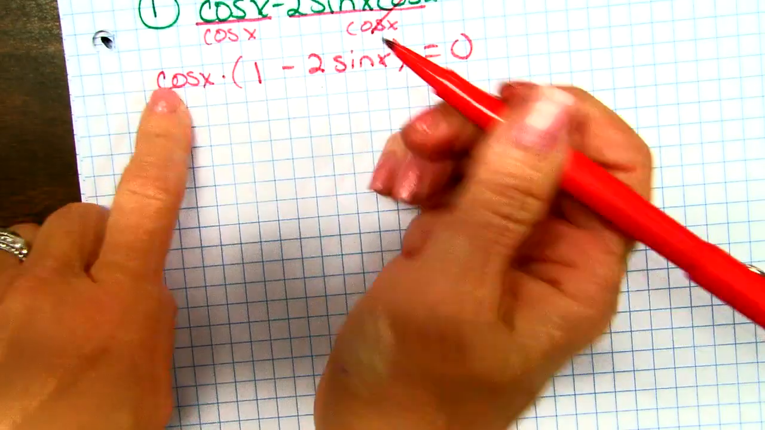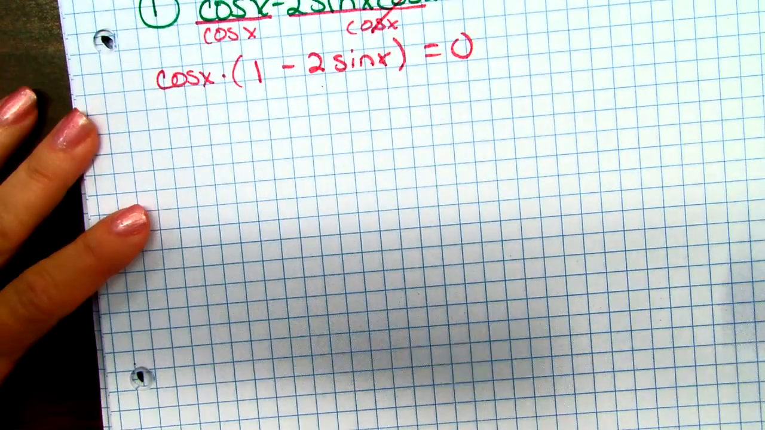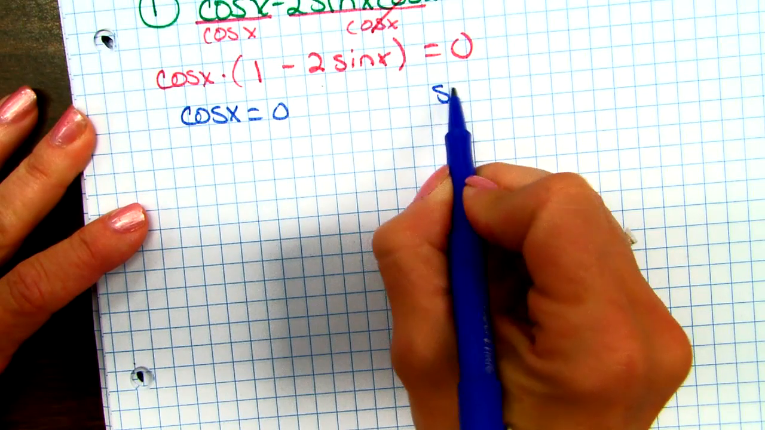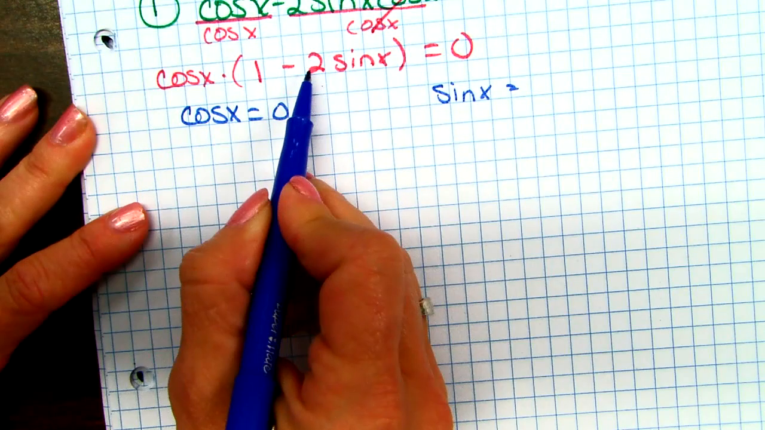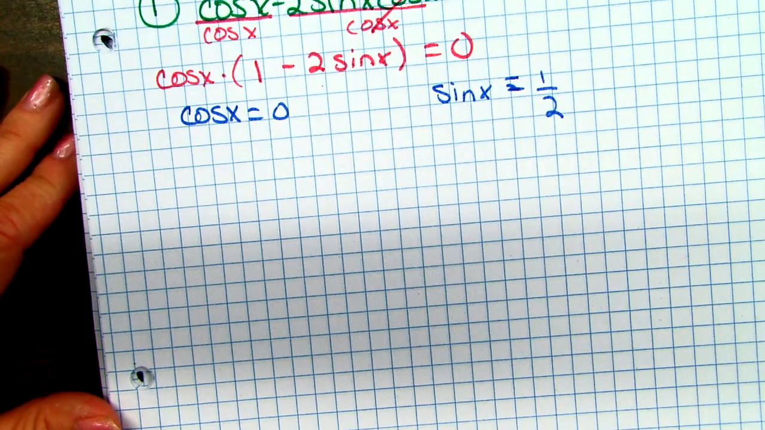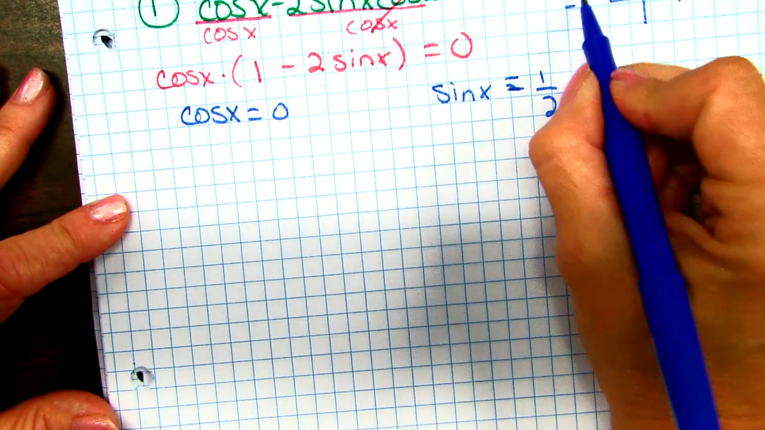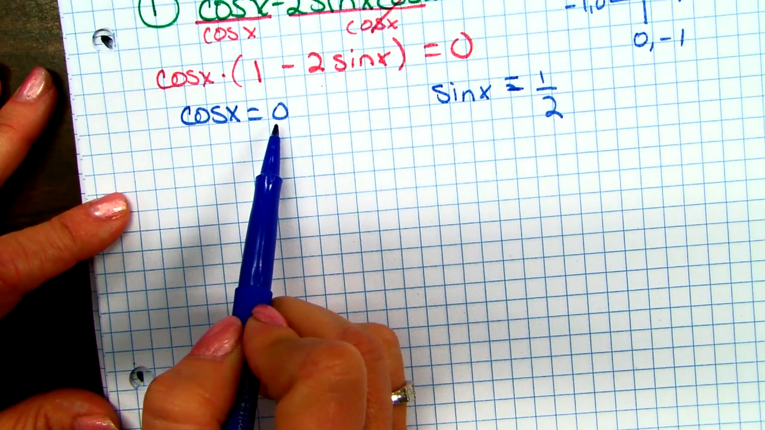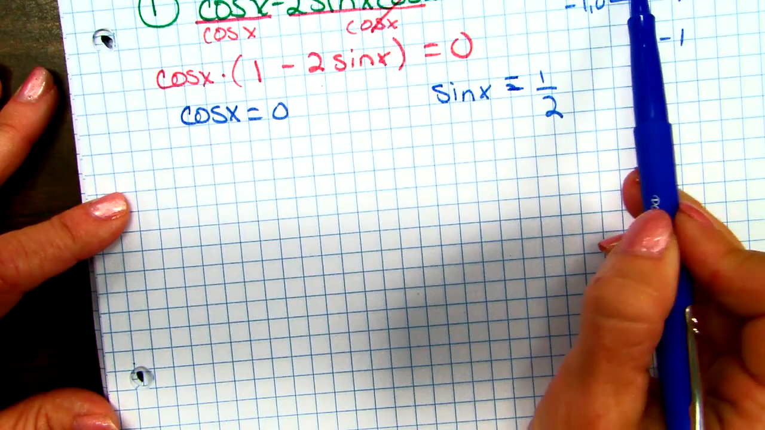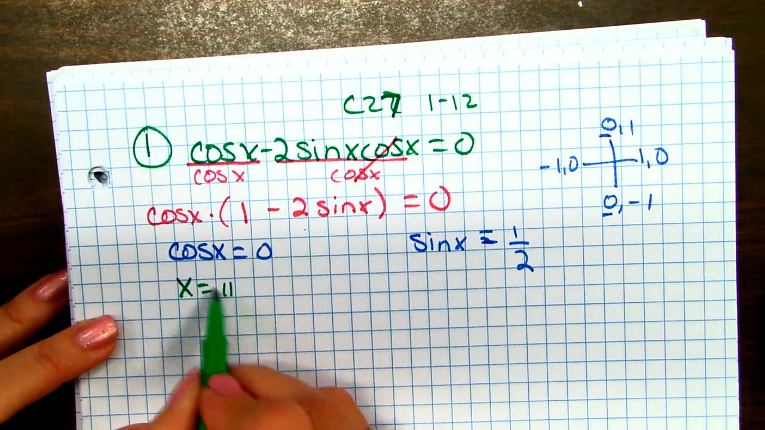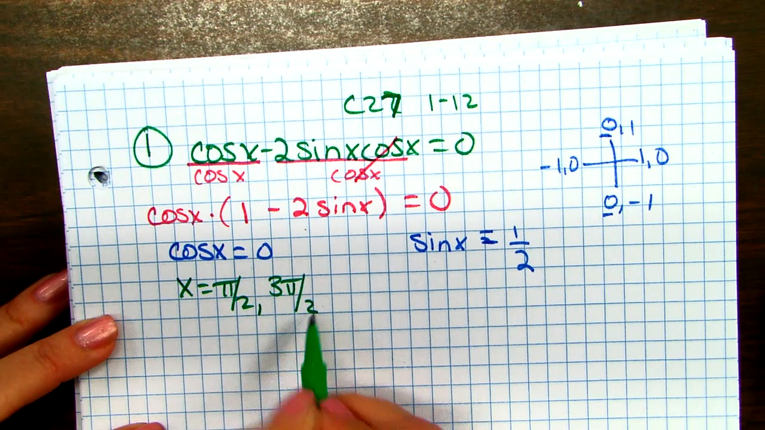Now that they are factors, meaning multiplied, you set them equal to 0 separately. Subtract 1, divide by -2, that might be one that you have to show work for. Maybe not. Subtract 1, divide by -2, you get positive 1/2. Okay, cosine is 0, top and bottom, right? Top and bottom. So that would be pi over 2 and 3 pi over 2.